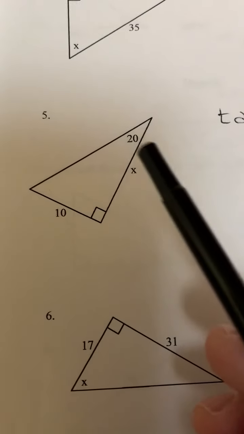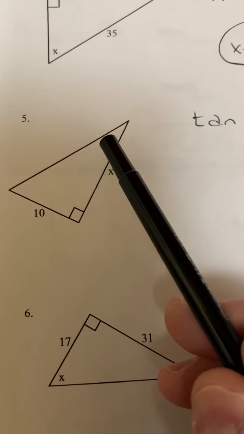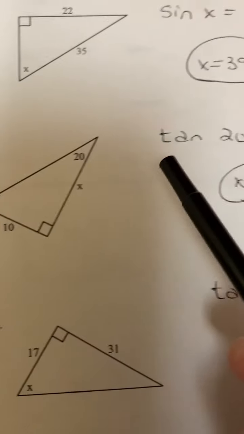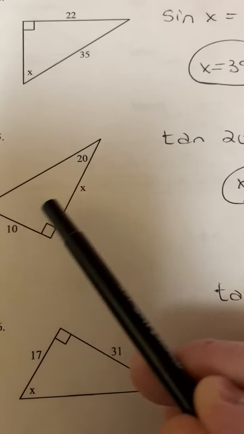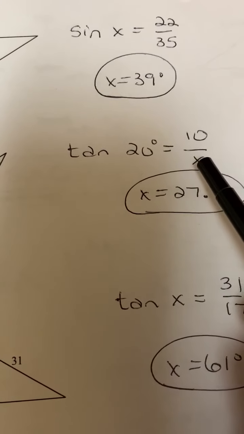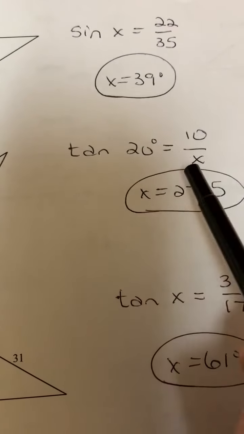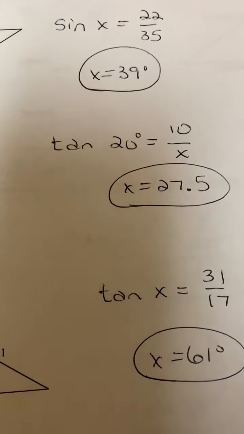Example 5, you are standing here. Yes, you have the answer this time, and that's okay. Based on where you're standing, you have the opposite and adjacent. That would be tangent. Tangent of 20 degrees is 10 over x. We talked about in our previous lesson how to manipulate these. You're just going to switch these. So it's going to be 10 divided by the tangent of 20, and that should be 27.5.